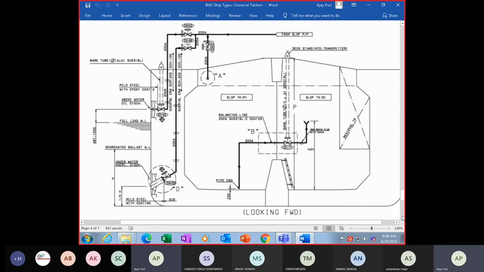And here is your underwater discharge ये बनाया हुआ. So your underwater discharge will be from here. ये tanks बनाए हुए हैं. So your underwater discharge pipe will be here so that the cargoes can mix with the sea. Because it will not be dispersed, it will not float on top. It will be dispersed into the sea.